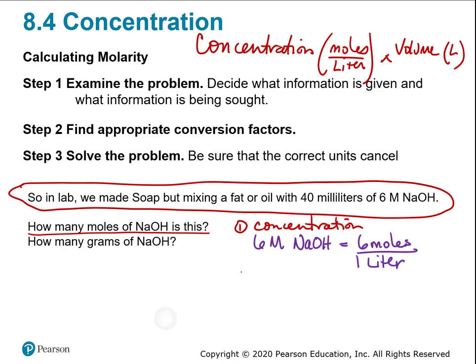And then 2, determine the volume. What is the volume? How much of that 6 molar? I used 40 milliliters. Now, do you see if I tried to multiply those, milliliters and liters don't cancel? So I'm going to have to take milliliters and convert it to liters. If I'm using molarity and I have a volume in milliliters, I need to do a single unit conversion and convert it to liters.